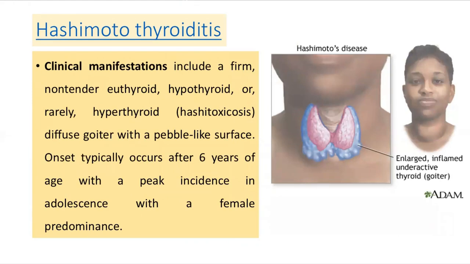Clinical manifestation include a firm non-tender euthyroid, hypothyroid or rarely hyperthyroid. في هذه الحالة بتسمى hashitoxicosis. Diffuse goiter with a pebble-like surface. Onset typically occurs after 6 years of age with a peak incidence in adolescence and a female predominance. يعني برضو في female الفيميل أكتر من الميل.